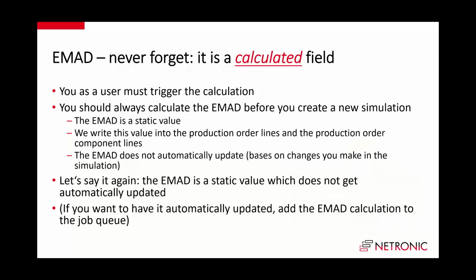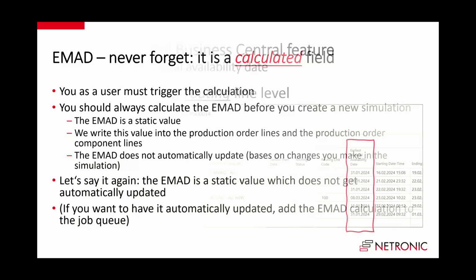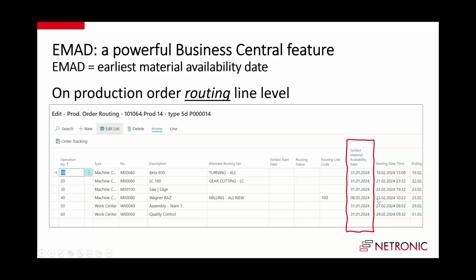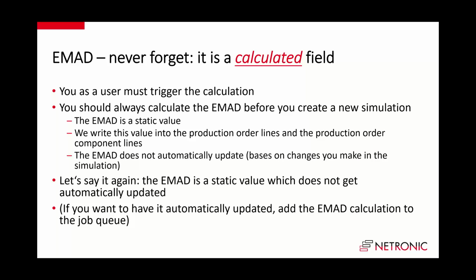As I said before, and I can't stress it often enough, the EMAT that we have in the VAPS is a calculated field. So if you're a user, you must trigger the calculation. It does not calculate itself somehow magically. We add those fields to the production order lines, routing lines, and production order component lines, but somehow these fields must get populated with dates, and these dates that you see are a result of the calculation, and as of now, the calculation must get triggered.